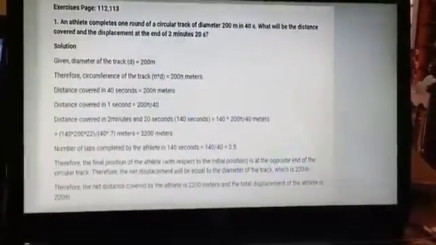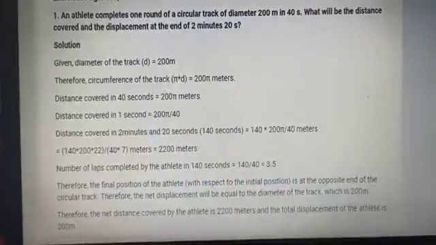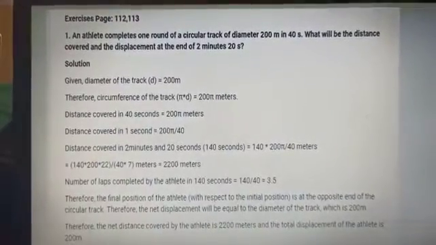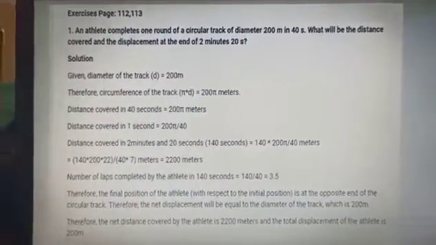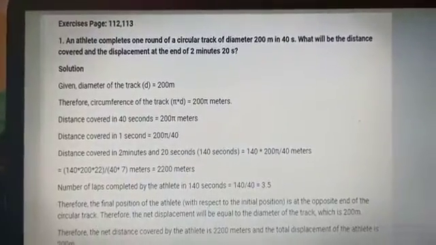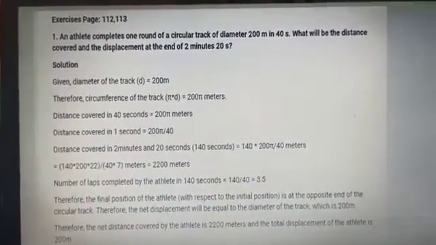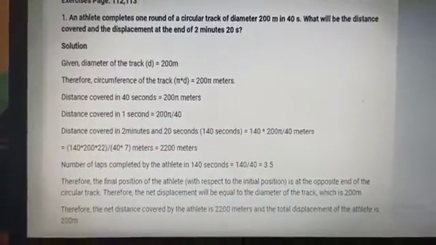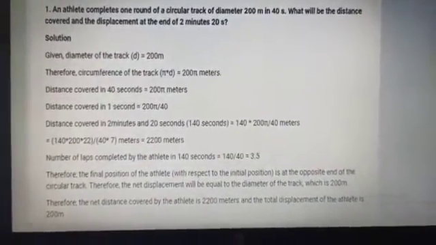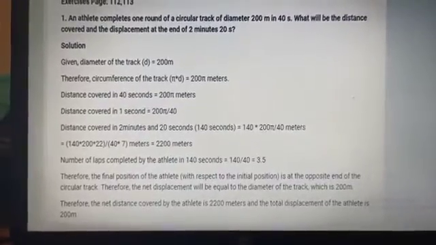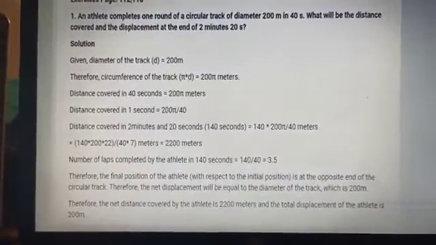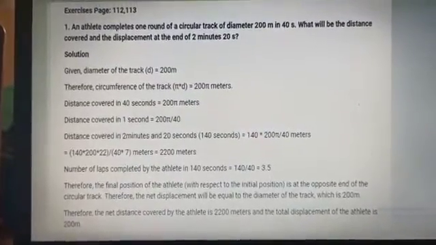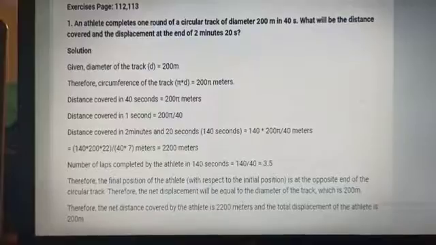Now we will look at what will be the distance covered in 2 minutes 20 seconds. So we have converted 2 minutes 20 seconds into seconds, which is 140 seconds. So 140 into 200 pi divided by 40, which will give us 2200 meters. So the total distance covered by the athlete is 2200 meters in 2 minutes 20 seconds. And then we look at how many laps they have covered.